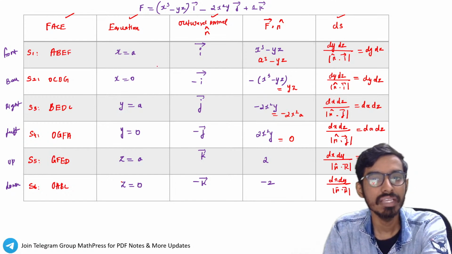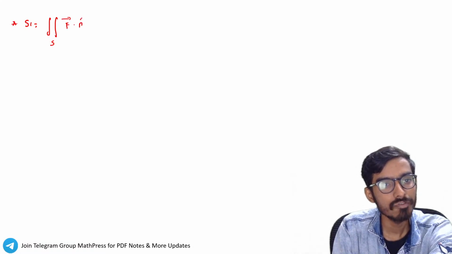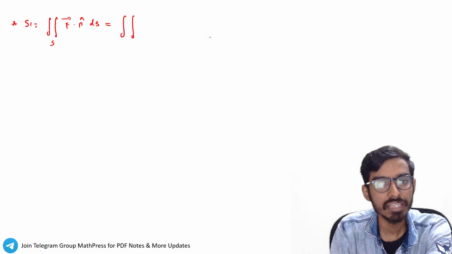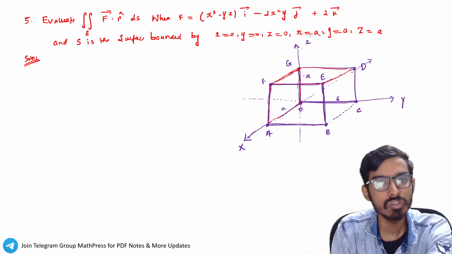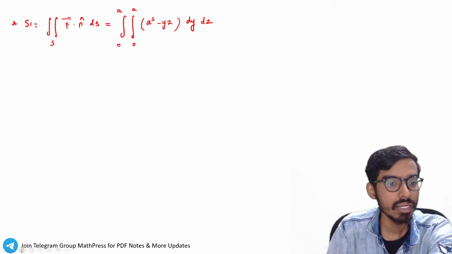Now we need to evaluate each integral. We need to evaluate all 6 faces. What is S1? S1 is the double integral over S of f vector dot n cap ds. Now what is f vector dot n cap? For S1, f dot n is a cube yz, and ds is dy dz. We know the bounds here: x varies from 0 to a, y varies from 0 to a, z varies from 0 to a. Now you need to integrate this to get S1.